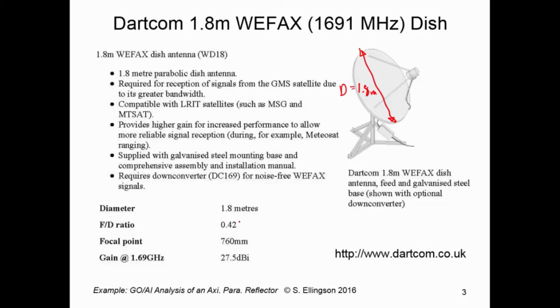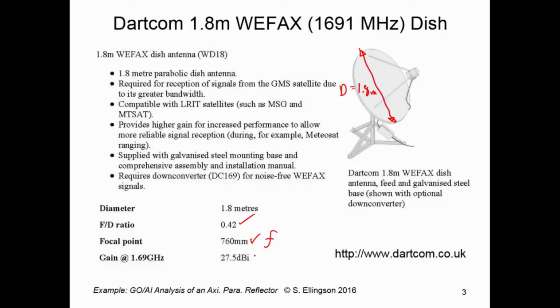The F/D ratio is given as 0.42, a very typical F/D ratio that falls within the typical range of 1/3 to 1/2 that we normally see. Here it says the focal point is 760 millimeters. What that really means is the focal length, F, is 760 millimeters. And recall that given the focal length and the F/D ratio, we have completely specified this axisymmetric paraboloidal dish.